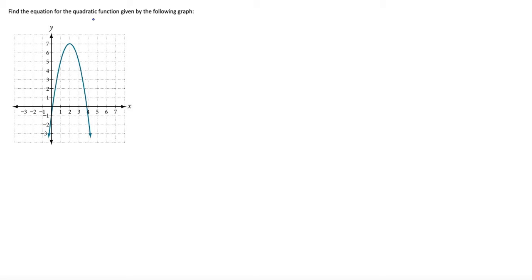Find the equation for the quadratic function given by this graph right here. In order to find the equation, we want to use what's called the vertex form: y equals a(x minus h) squared plus k. Now remember, (h, k) represents the vertex.